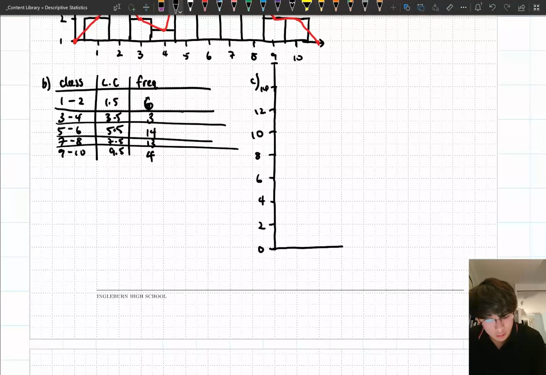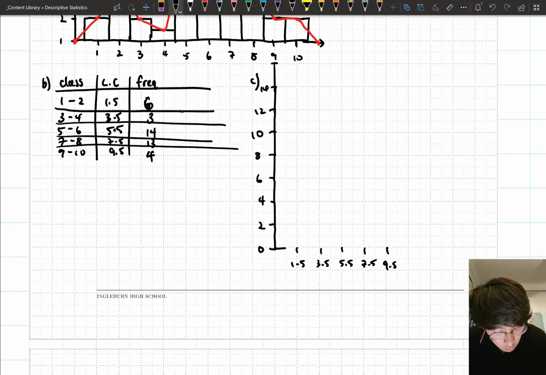And then over here, instead of using those individual scores, I'm going to use class centers. So here I'm going to put 1.5. Just make sure you leave a half column gap at the start. 1.5, 3.5, 5.5, 7.5, and 9.5. I realize I went a bit too far, so I just need to go up to there. Oh, goodness gracious, I cannot draw straight lines. There we go. This is our X, and this is our frequency.